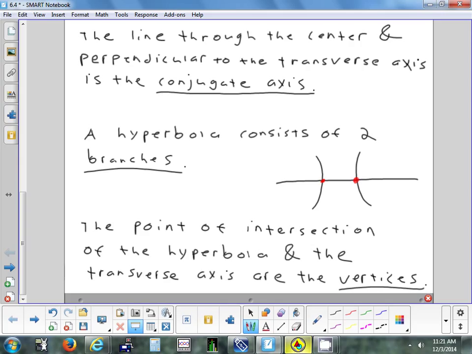All right, so we'll try to do this like we did before. We'll look at the simple case where the center is at 0, 0. We'll do a couple, and then we'll look at the case where the center is not 0, 0. Okay, but as I said earlier, we're not going to complete the square with hyperbolas.